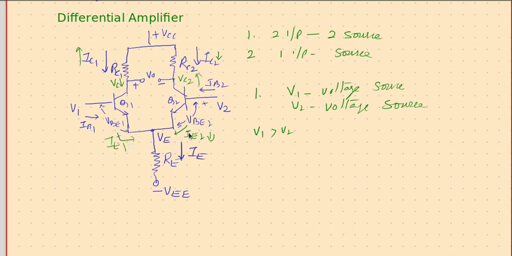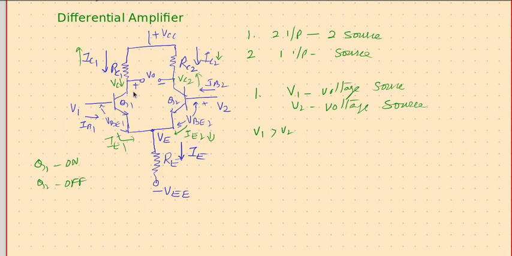This forces IE2 to decrease. Decrease in IE2 will confirm decrease in IC2. Decrease in IC2 means this point voltage will increase. Increase in IC1 means this point will decrease. So this point voltage keeps decreasing, this point voltage keeps increasing, and this process continues. This current keeps increasing, this current keeps decreasing, and finally we reach a stage where Q1 becomes totally on. That means it gets into saturation region, and Q2 becomes off. That means it goes into cutoff region.